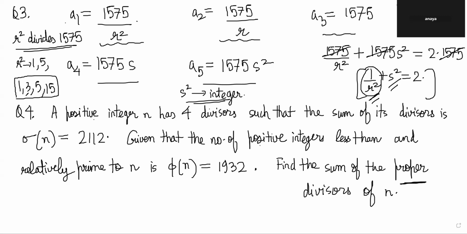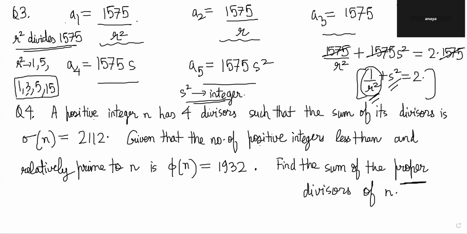Wait, wouldn't it be 1 by 25? But we have 1 by R square, right? I'm talking about R square right now. Oh, if R square is 5, okay. I thought you said R is 5. Yeah, actually R square cannot be 5 because then this will not be an integer.